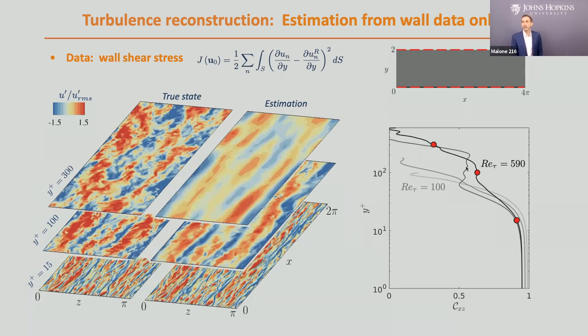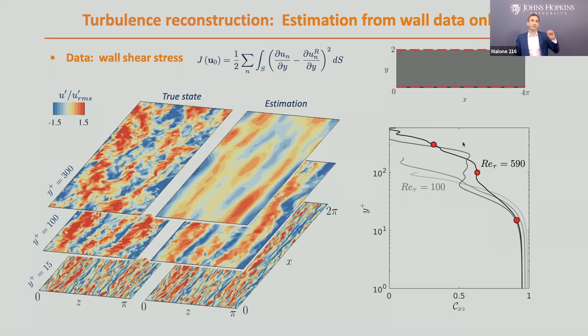You can see we've done this exercise at Reynolds number 100, 180, 390, and 590. And you can see invariably that correlation, once you hit the buffer layer, so y plus is about 30, these correlations start to drop. And you have some ability to reconstruct the outer large scale motions. You can see here, basically, we're predicting these large scale structures with some success. You can look at these red regions here. They match the red regions you have in the truth. And that's what gives us some correlation in the outer flow.